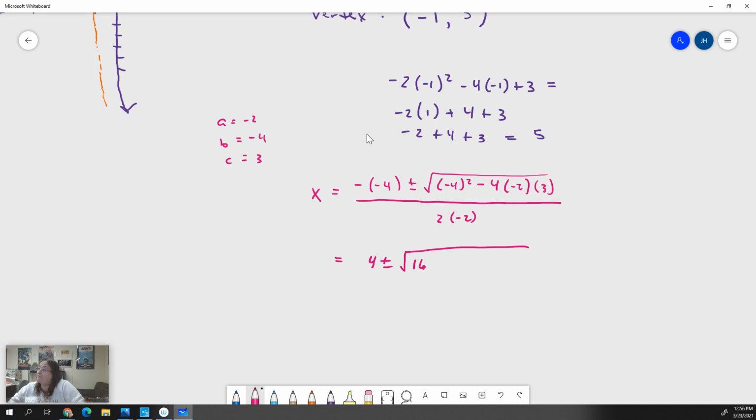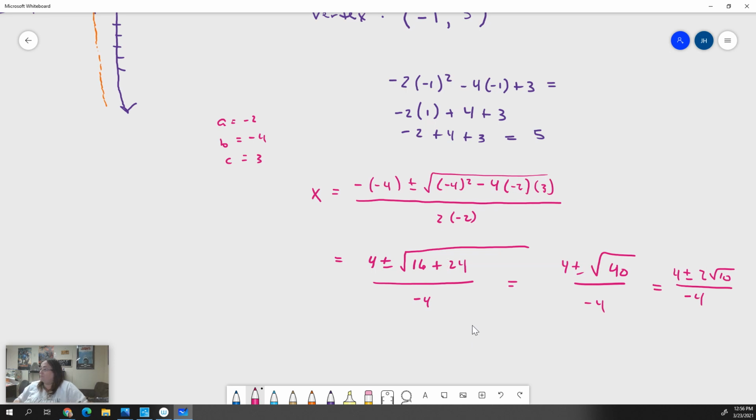Negative 4 squared, that's positive 16. People were making a big mistake where they weren't including the negative into the square, thinking they had a negative underneath that square root. Minus 4 times negative 2, that's positive 8 times 3 is plus 24 over negative 4. Well, that's convenient. That's 4 plus or minus the square root of 40 over negative 4. That breaks down to 4 plus or minus 2 radical 10 over negative 4.